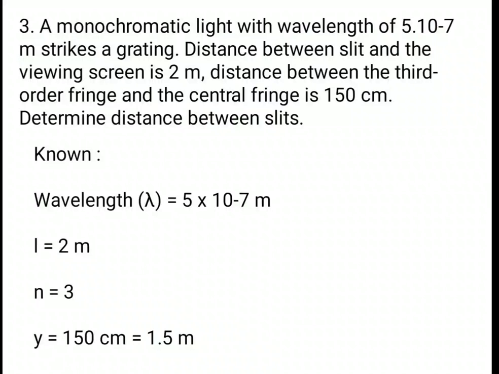Now, whenever we do the problem, first of all, we have to change all the values into one system, either in MKS or CGS system. So here all the values are in meters. So we have to change the 150 centimeters into meters. Its value is equal to 1.5 meters.